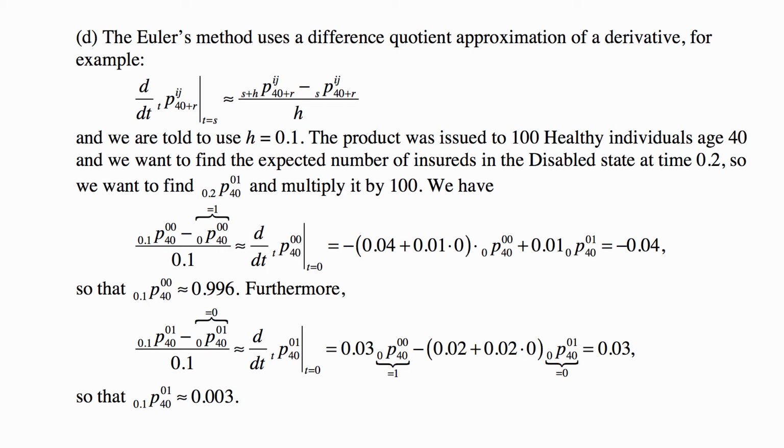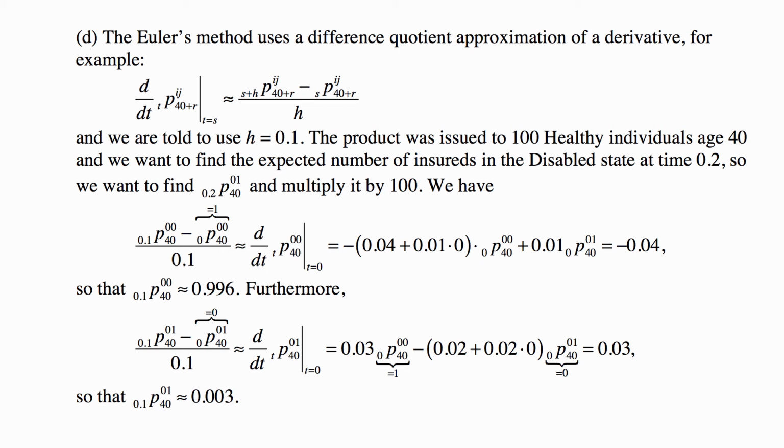The product was issued to 100 healthy individuals age 40, and we want to find the expected number of insureds in the disabled state at time 0.2. So we want to find the probability of going from state 0 to state 1, starting at age 40, within 0.2 units of time. And then we multiply it by 100, because we have 100 people to start with.